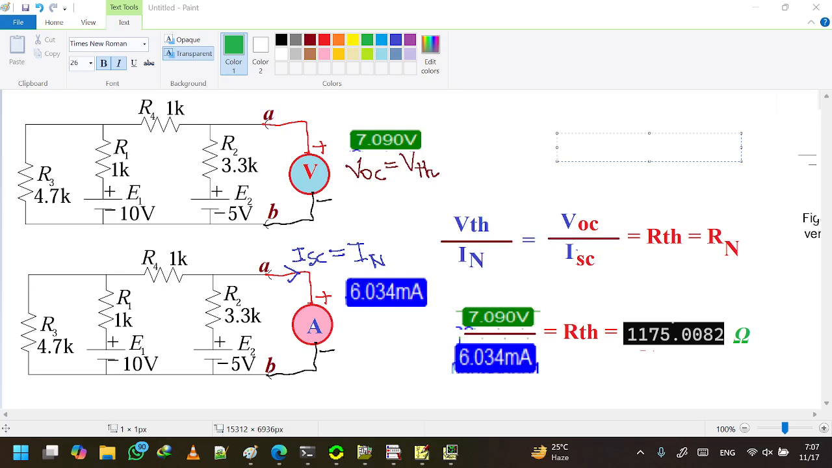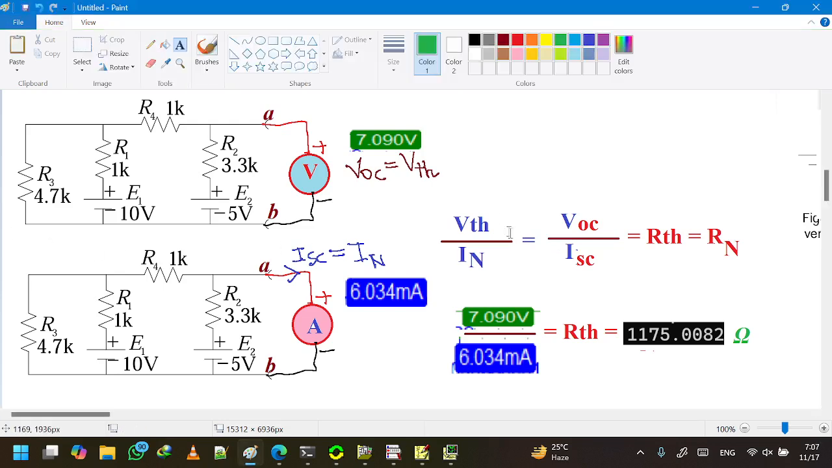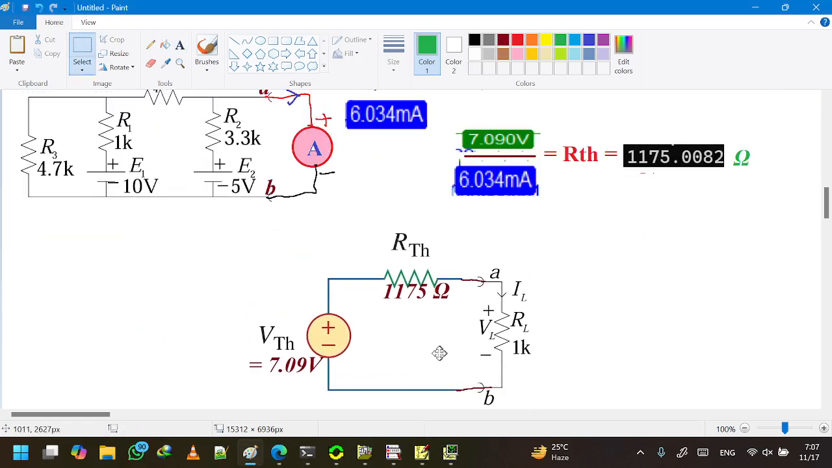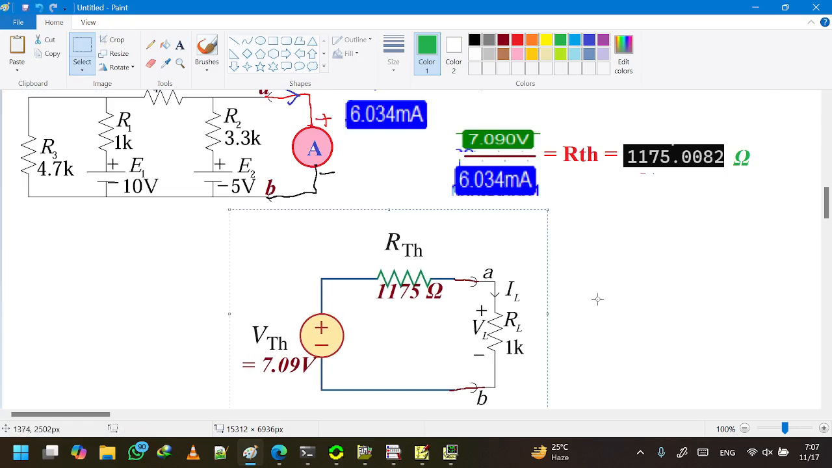So RTH will be the ratio of VTH and IN. After the calculation, we get the value of RTH as 1175. So the value of our RTH is 1175 and the value of VTH is 7.09. Our Thevenin circuit is complete. This will be our Thevenin equivalent circuit.